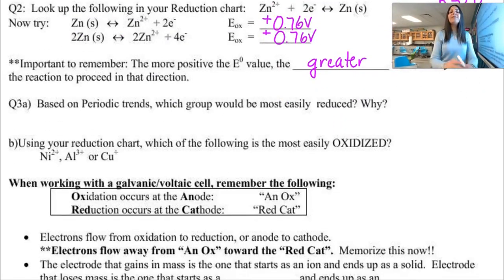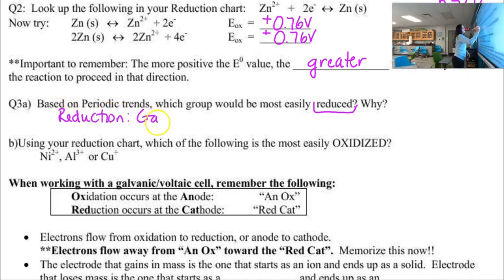Based on periodic trends, which group do you think would most easily be reduced and why? So think about it for a second. We know that reduction means gaining electrons. So the question is, which of the families on the periodic table want to gain electrons the most? Did you say the halogens? If you did, that's awesome, because the halogens are so close to having just that one more electron so that they can have a stable outer electron configuration, or what we would say a full shell. So we're going to say the halogens.